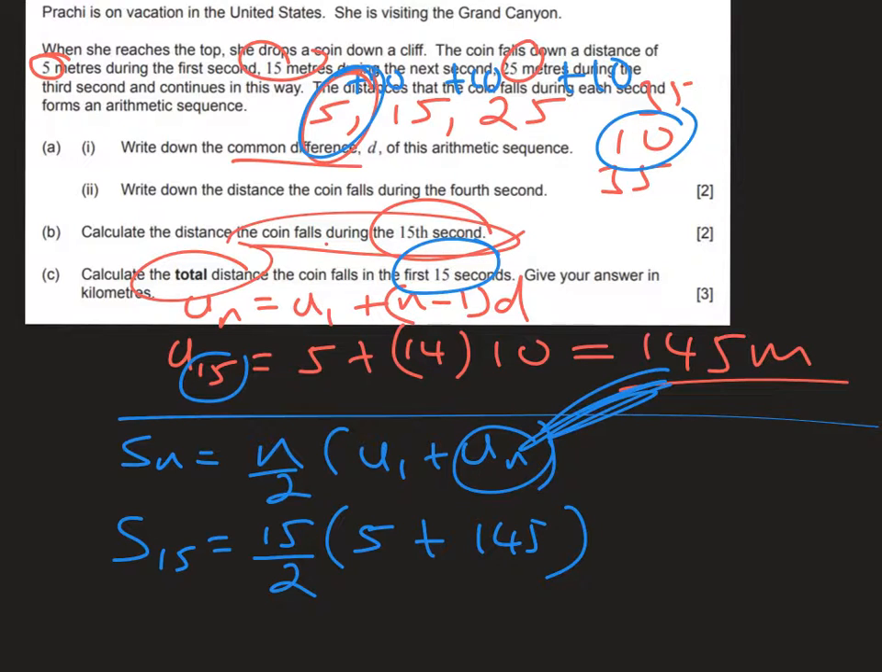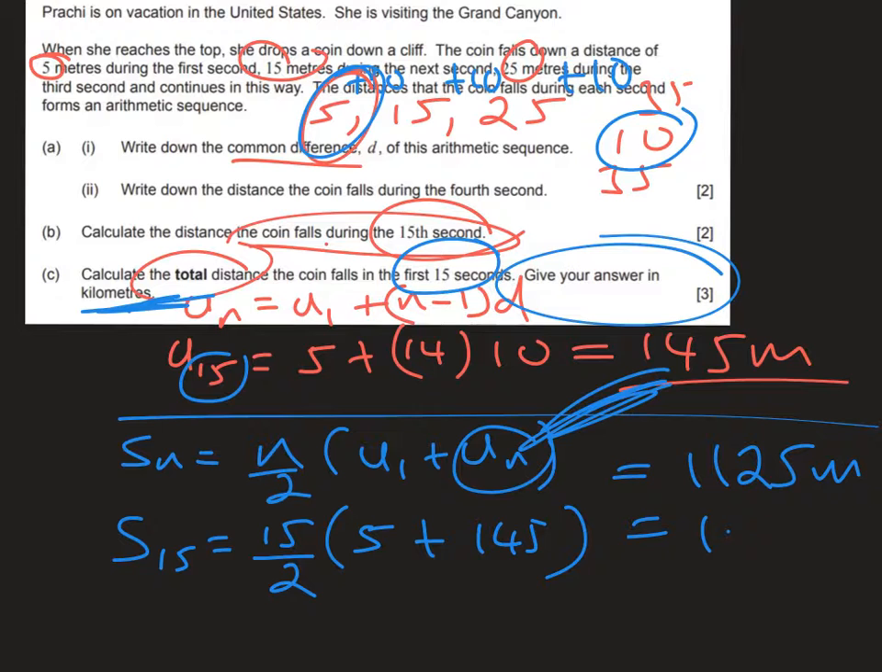So that's going to give you 7.5 times 150. And if you work that out, you get 1,125 meters. However, you are not going to leave it there because for the final mark, it asks you to give your answer in kilometers. So you need to say either 1.125 kilometers, or if you want to give it to 3 significant figures, 1.13 kilometers.